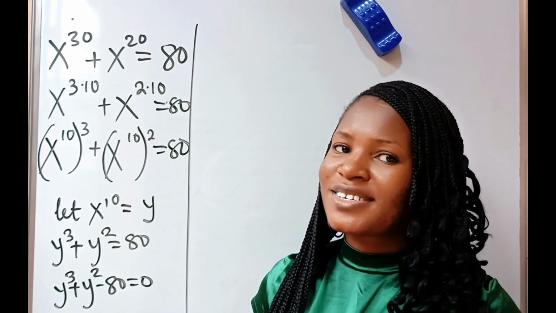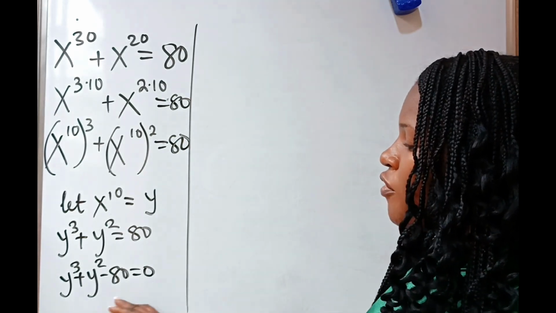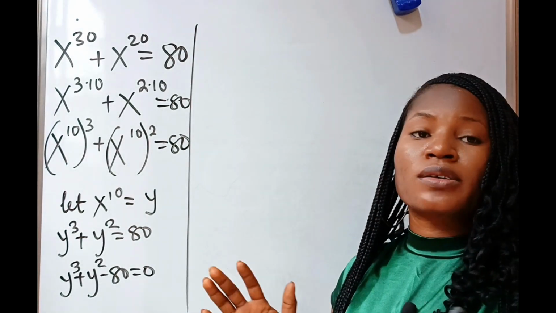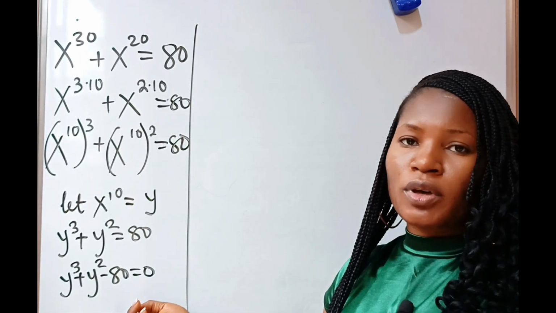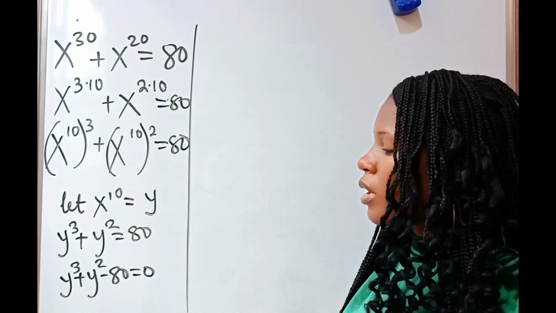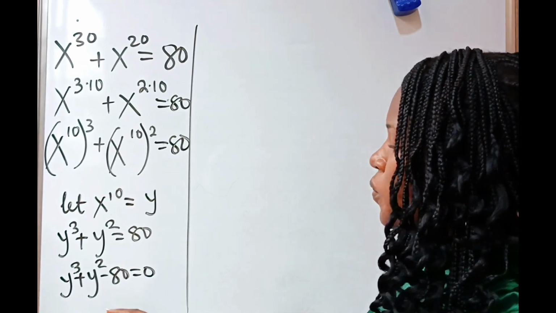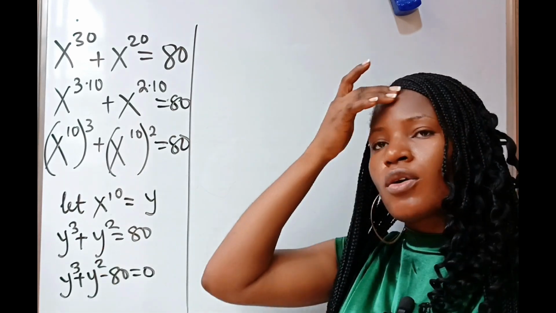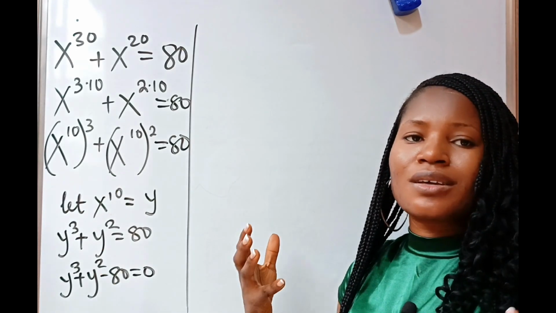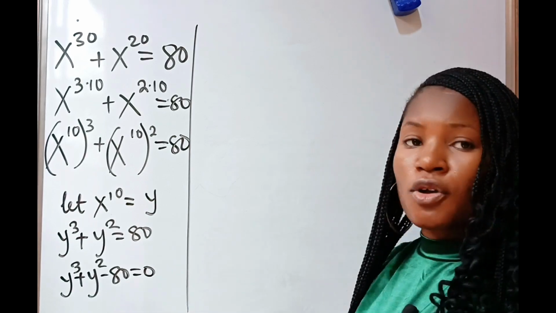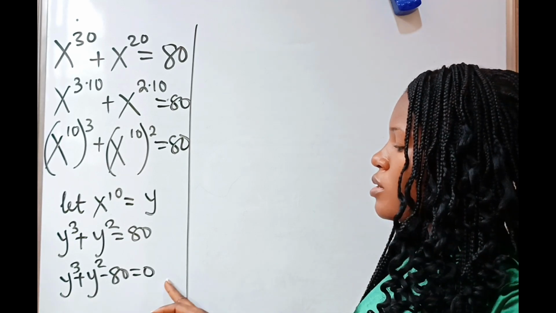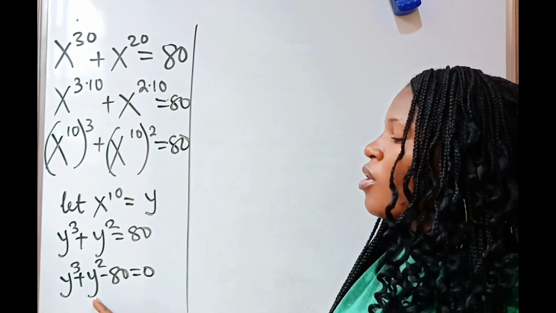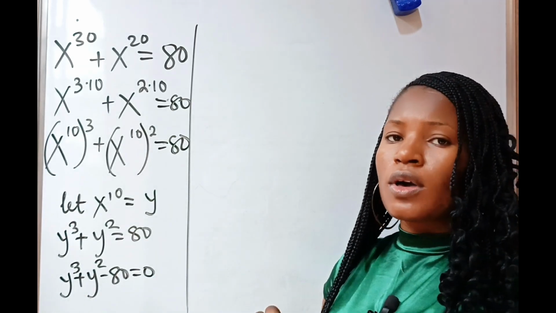Now we have a cubic equation, and there are so many ways of solving a cubic equation, but I'm going to use the synthetic division method, which is the shortest way. For the synthetic division method, we need the first value of y. We are going to get that using the trial and error method. So if we try y equal to 1, it's not going to be true for this equation, but if you try y equal to 4, it's going to be true.